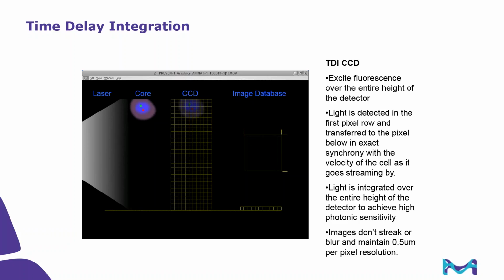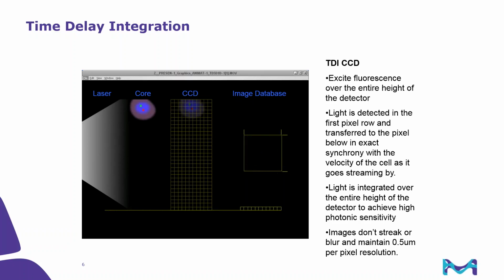And the way that we accomplish that goal is rather than take a static image of the cell as it's streaming through the instrument, if you look at this animation here, as the cell is transiting the detection region, we actually integrate the light from the pixel above to the pixel below in exact synchrony with the transit of the cell, and then read out the last pixel row and reconstitute the image of the cell in the computer database.